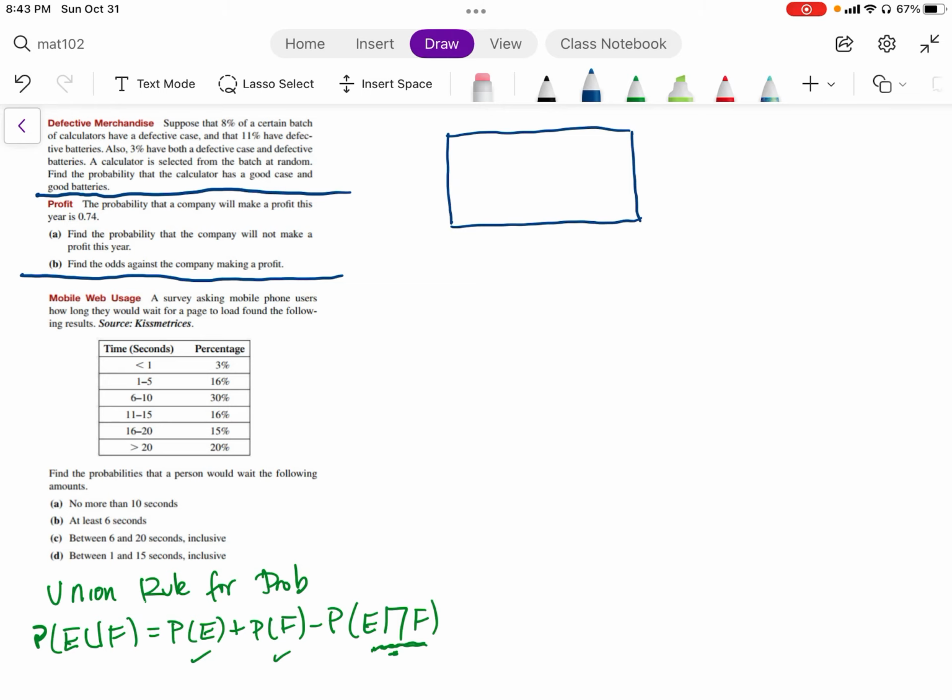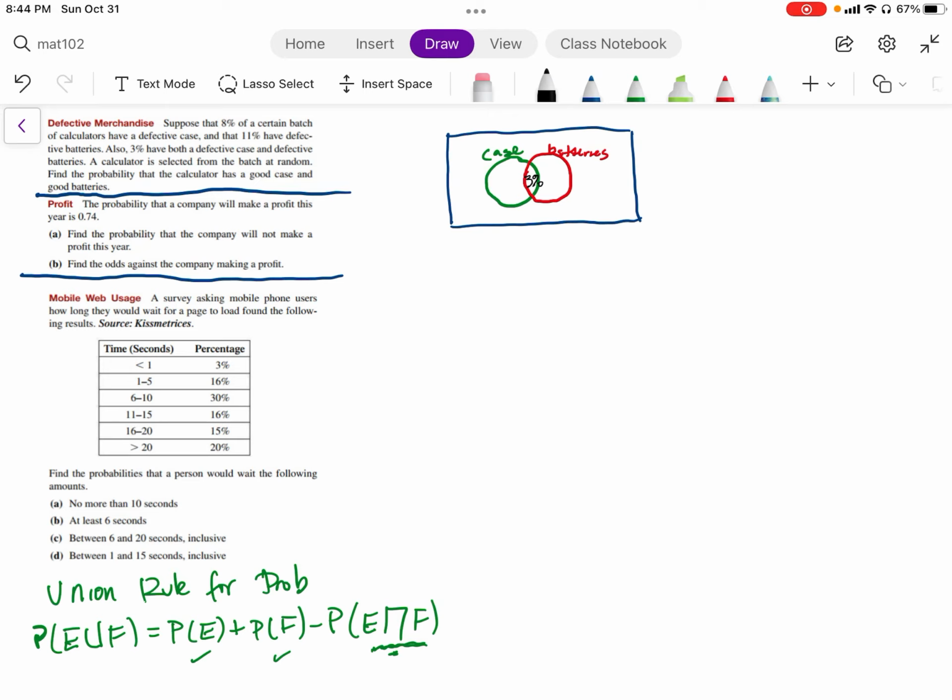All right, so we have this batch of calculators, right? And I'll just do green here. 8% have a defective case. I'm not drawing to scale. I'm just showing there are some calculators that have a defective case, okay? And then we have some that have defective batteries. And then we have some that are defective in both ways, and that was 3%.